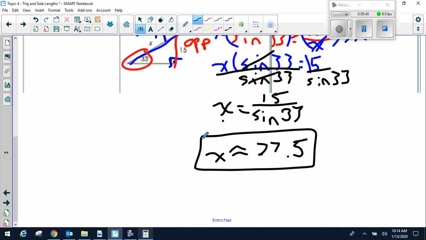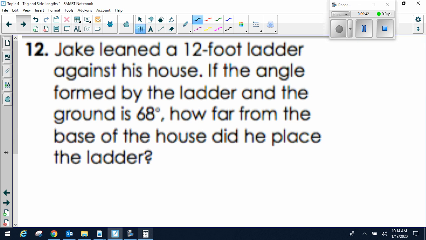Okay. Last one. So this one, when you're dealing with word problems, draw yourself a picture. So it says Jake leaned a 12-foot ladder. So we know the ladder is leaning against a house. It's 12 feet. It says the angle at which the ladder is formed by the ladder and the ground is 68 degrees. So 68 is the ladder and the ground.